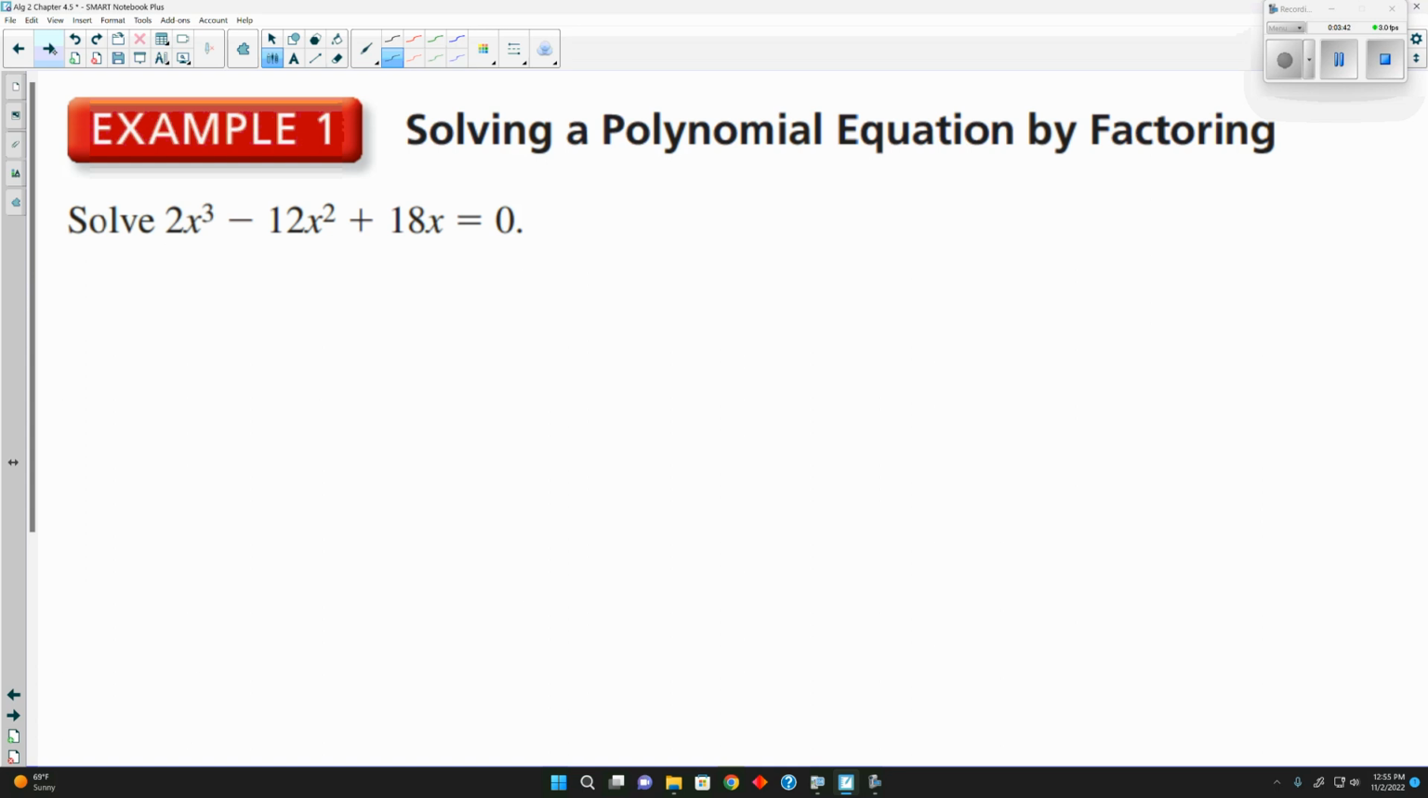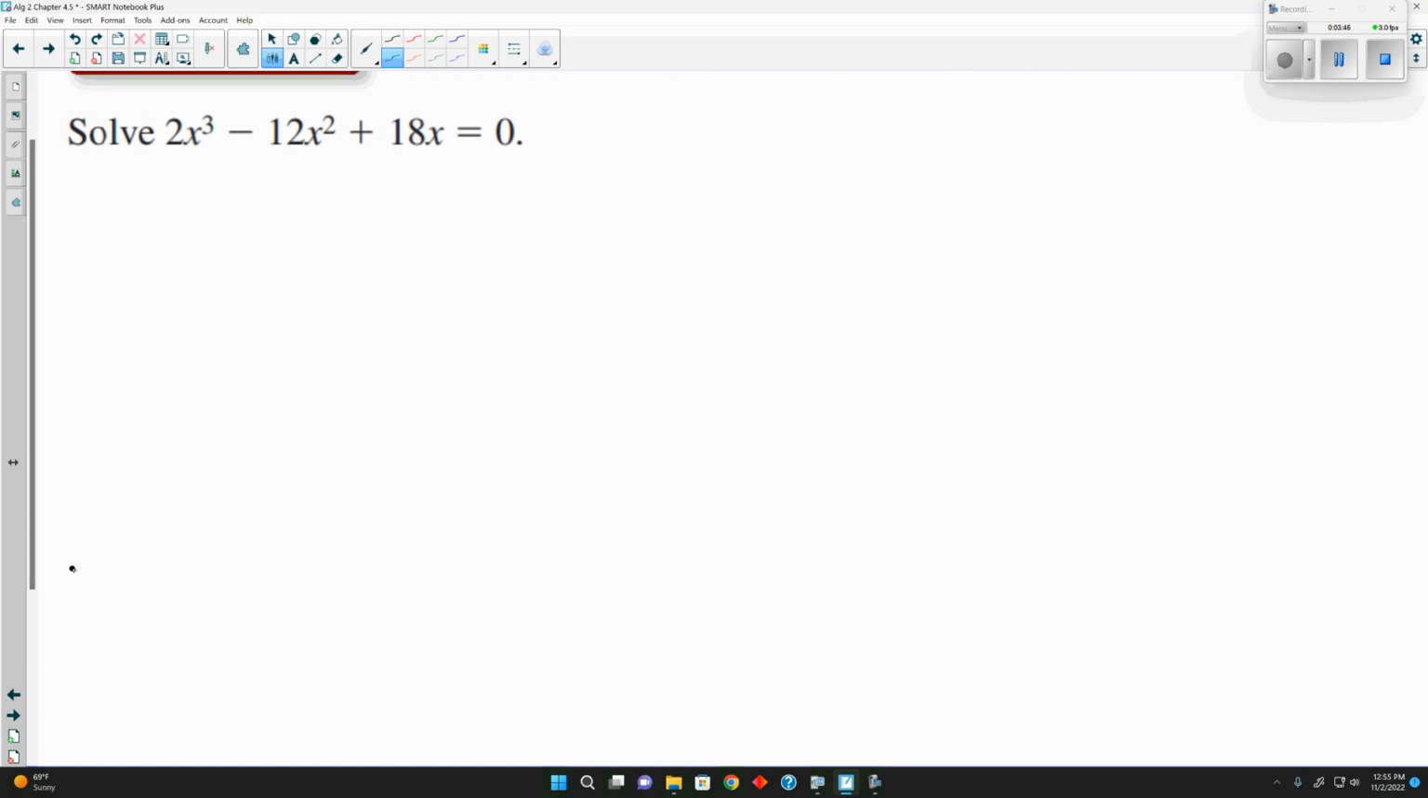Now, the first one we're looking at is this here. We want to solve 2x cubed minus 12x squared plus 18x equals 0. The first thing we want to do in these first two is solve by factoring. So is there a greatest common factor between these three terms? 2 and x. And we can factor it out.